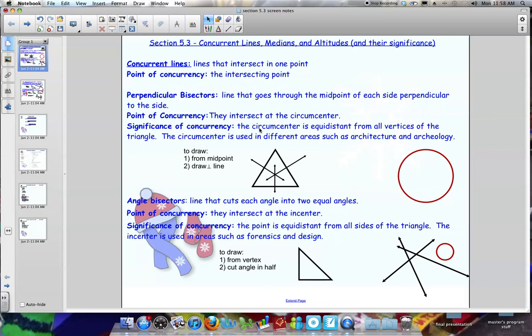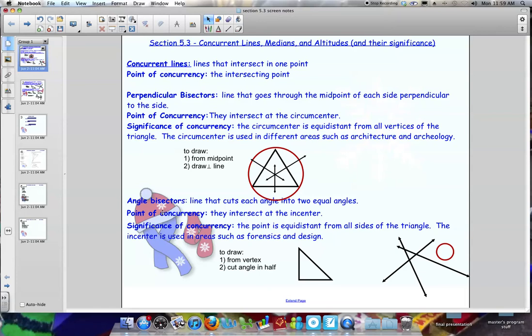The circumcenter is significant because it is exactly the same distance to each of the 3 corners of the triangle. The significance of that is it allows you to do something called circumscribing a circle. It allows you to find the radius of the circle that if you went from the circumcenter out to the edge of the vertex, you could draw a perfect circle that would simply touch all 3 vertices of the triangle at the same time. This concept gets used in architecture and archaeology.